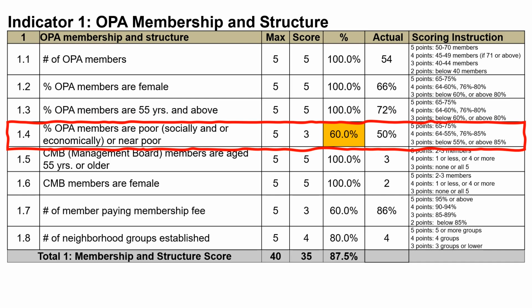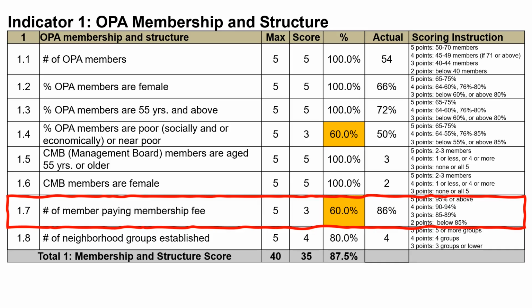Currently, only 60% of this indicator is being met. Only 50% of the OPA members are poor and near poor. Therefore, the OPA would need to bring this indicator up to at least 65%. Likewise, for indicator 1.7, the number of members paying the membership fee is only 86%. The OPA would need to increase the percentage up to at least 95%.